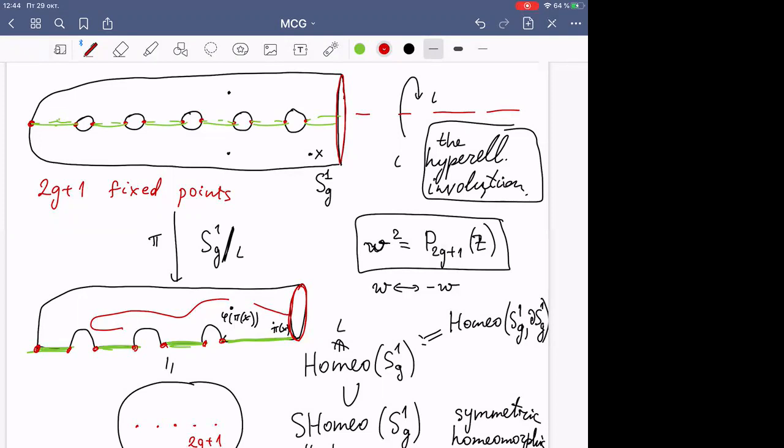Out of these 2g+1 points, this is just the usual covering, and starting from this, we may choose one of the 2 images, and the only thing which we need to understand is that this is well defined.